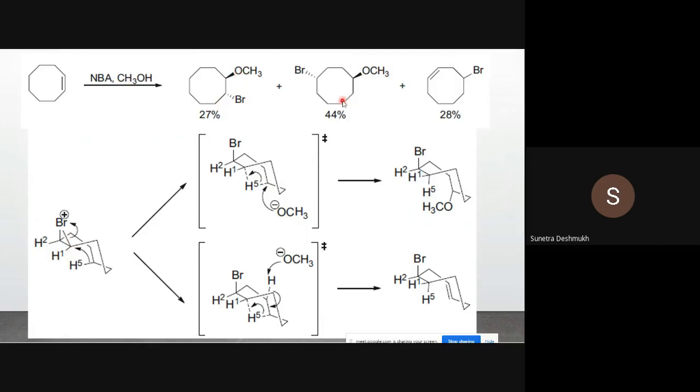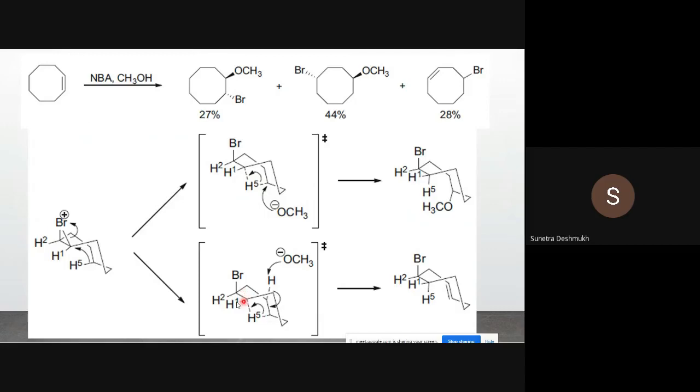Now, how this one is formed they have shown here. How this one is forming they have shown in the second mechanism. So here the fifth position hydrogen, that one is shifting only. So how is that one shifting to the first position?